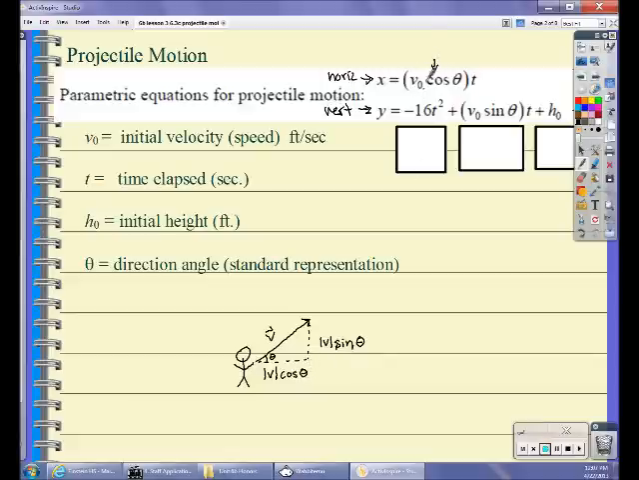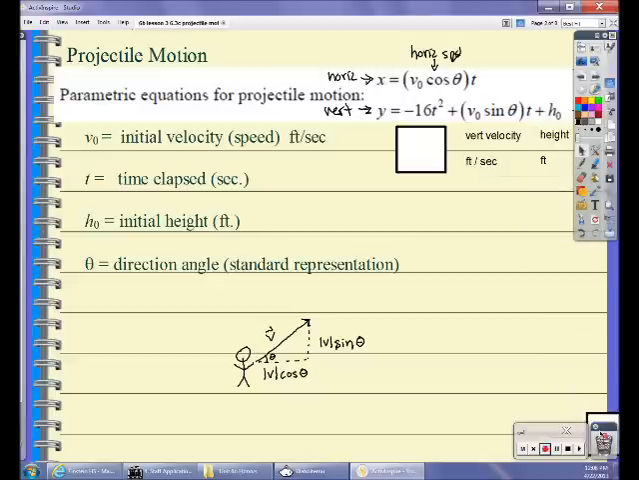This v sub 0, which is the magnitude of v, is multiplied by cosine theta to get the horizontal speed. V sub 0 times sine of theta was the vertical speed, or the vertical velocity. Both of those are in feet per second. H sub 0 is the height from which something is thrown. Like, this thing wouldn't have been thrown from h equals 0, it's however far off the ground this guy's hand was. That would be your h.